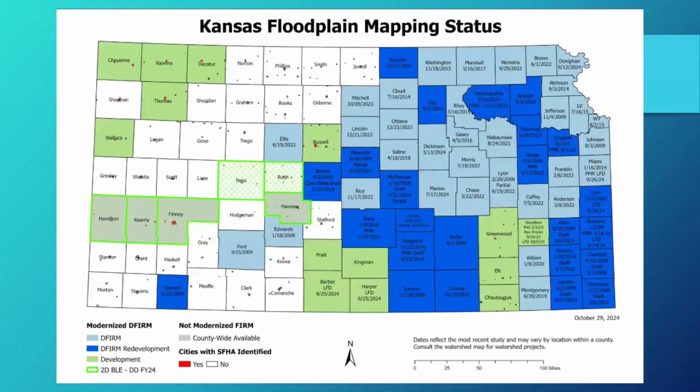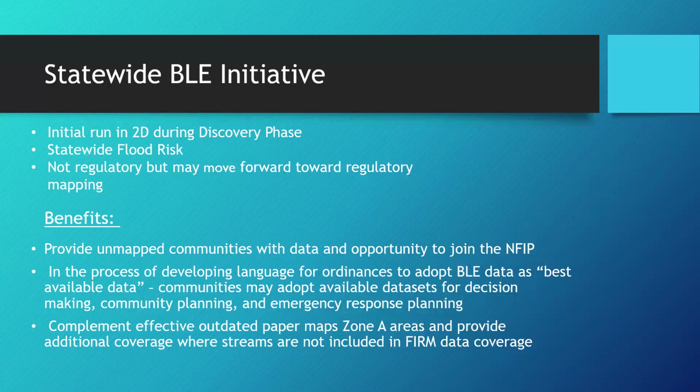And then this is what it looks like at the county level. So just a little bit different information. We do have 2D BLE, which is base level engineering, available statewide. And so this is draft information that does help showcase risk. It might be better information than some of the older paper maps, and we are working towards people being able to adopt that. So this was the statewide BLE initiative.